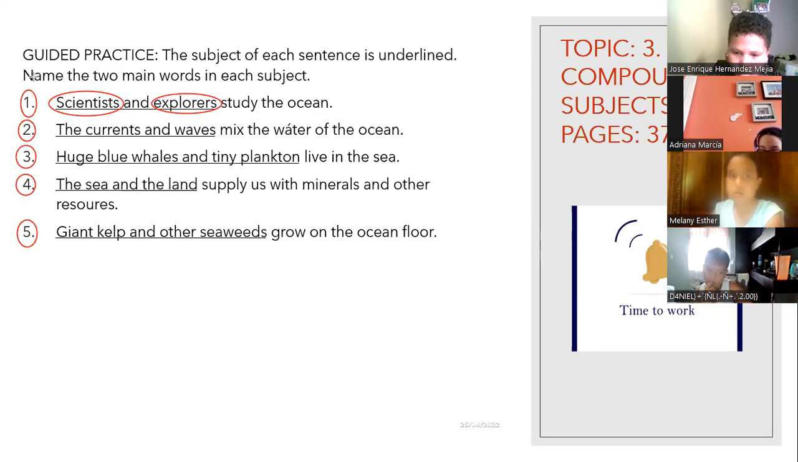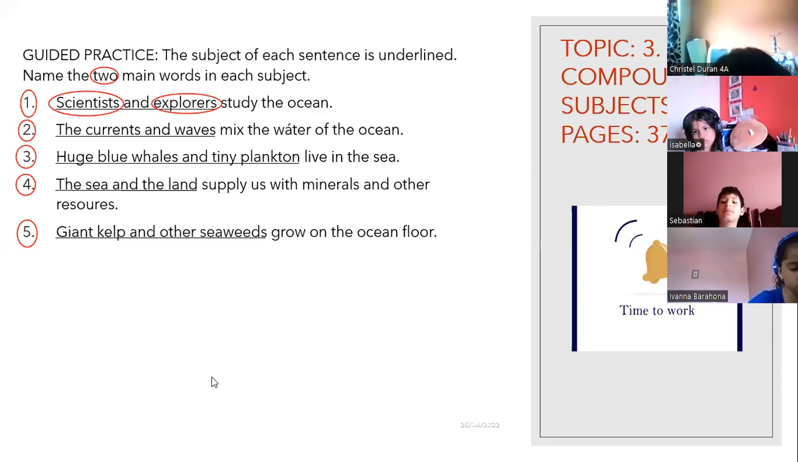We have to name the two main words in each subject. Scientists, one word, explorers, the second word. Those are the two main words in this subject. In number two, the currents and waves, what are the two main words in this subject? What are the two main words?